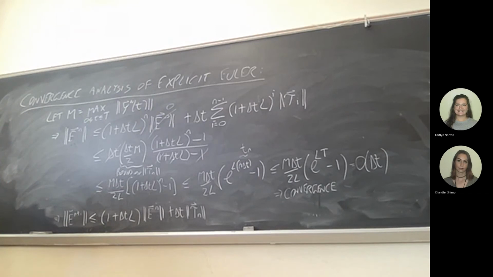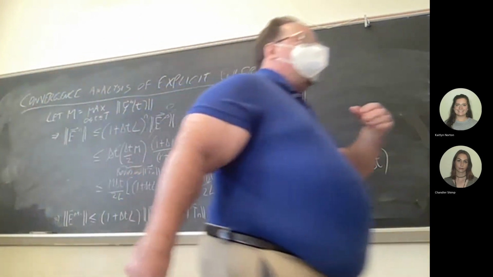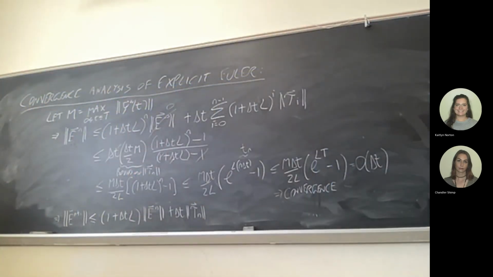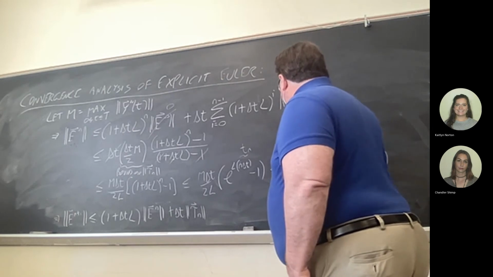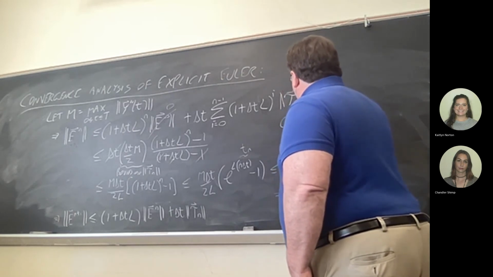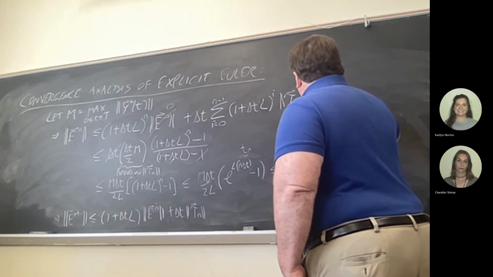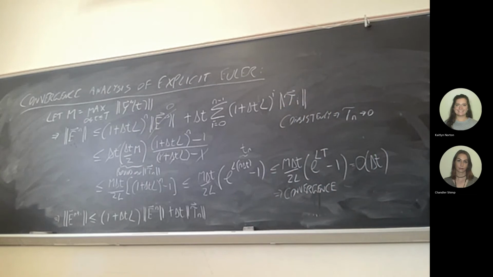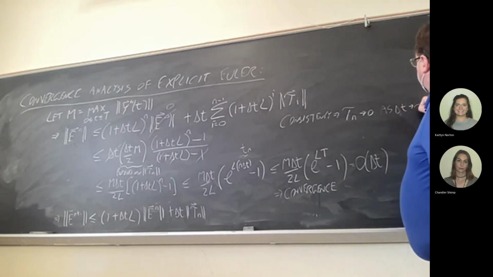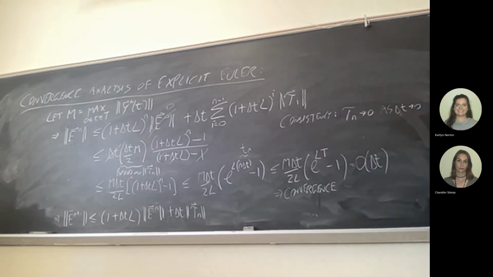Now, this is a bit of a pain. It is for the simplest time-stepping method. For more advanced time-stepping methods, you don't carry out this direct proof of convergence, but we have consistency: τ_n, the local truncation error, goes to 0 as ΔT goes to 0. Okay, so that's the definition of consistency.